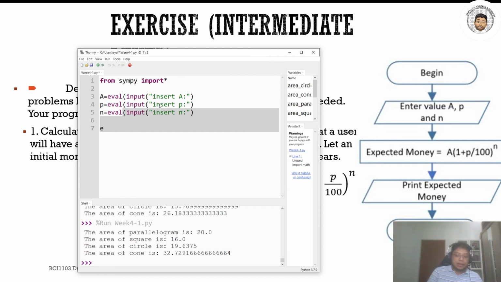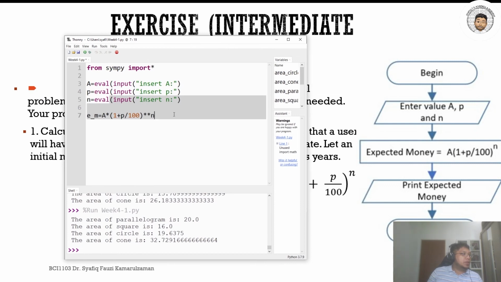I put it as E_M. M is equal to A times (1 plus P divided by 100) power of N. So A is times 1 plus P, you need to make a bracket. Supposedly, no, there's no need to make a bracket. 1 plus P divided by 100, power M. So here we go directly. No need to use simple actually.